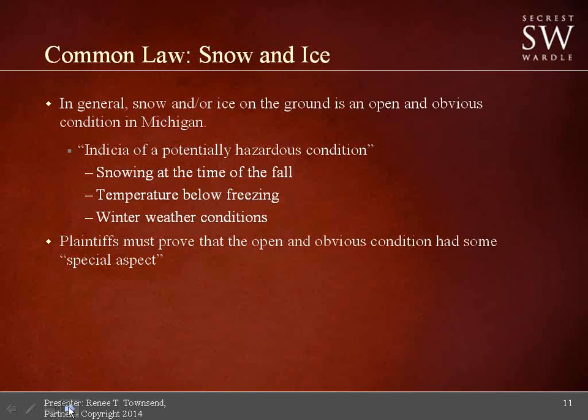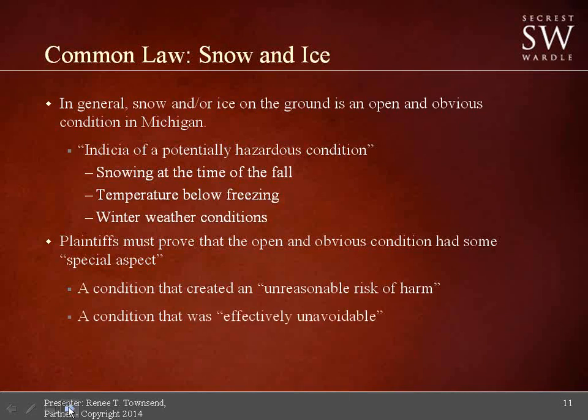However, Michigan courts have held that a landowner can still be liable for an open and obvious condition on the land where that condition has some special aspect. A special aspect can be a condition which created an unreasonable risk of harm to the plaintiff or a condition that was effectively unavoidable by the plaintiff. The touchstone of the special aspects analysis is that the condition must be characterized by its unreasonable risk of harm.